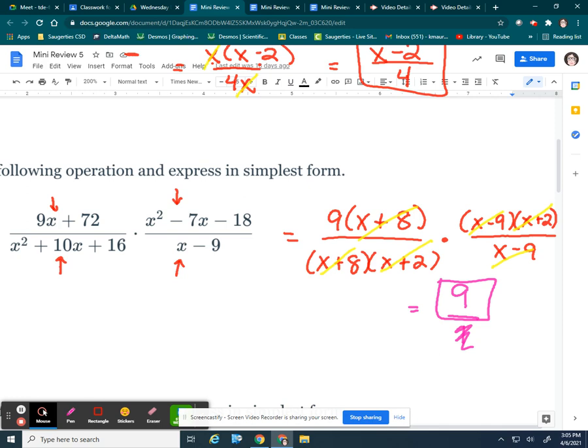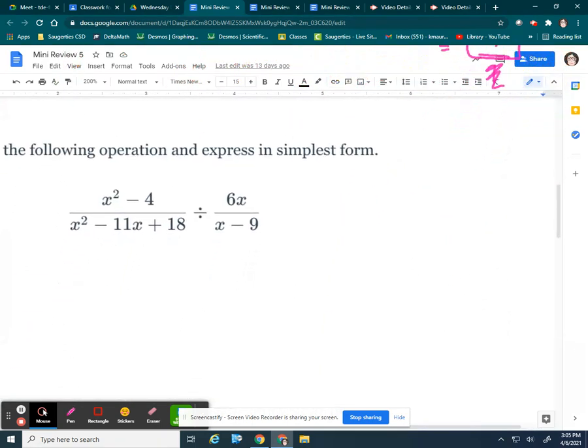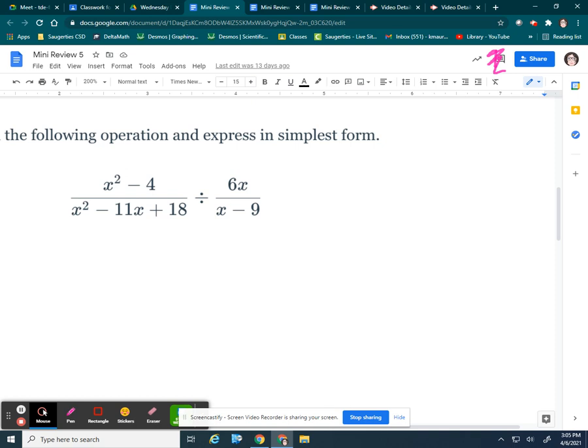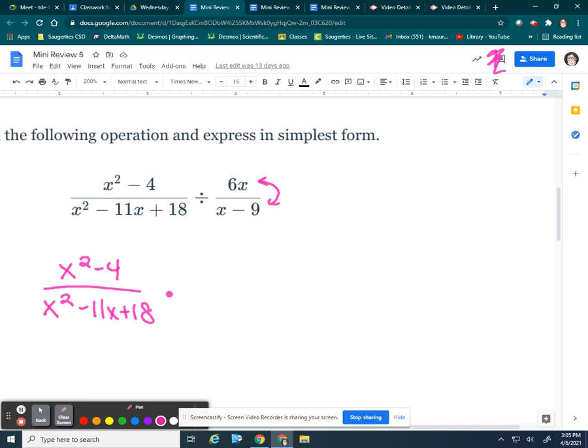The next problem has one extra step. We're dividing. So remember, when you divide, you have to do keep, change, flip. So I'm going to do that over here. I'm going to keep my first fraction, x squared minus 4, over x squared minus 11x plus 18. Change to multiply. And then I'm going to flip this fraction, x minus 9 over 6x.